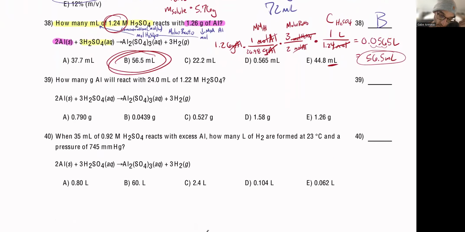Next one: how many grams of aluminum will react with 24.0 mL of 1.22 molar H2SO4? Again, I am looking for aluminum. I'm given information about H2SO4. And so off we go. Instead of giving you grams, I give you volume for gases or for liquids. And we're going to do the same exact idea here. There's my H2SO4, there's my aluminum, and off we go.